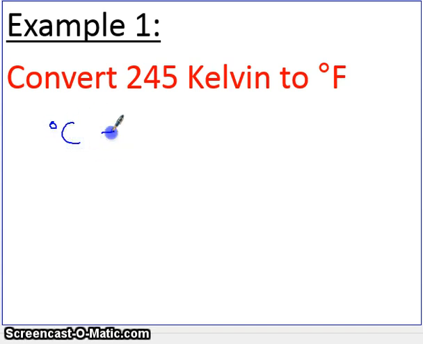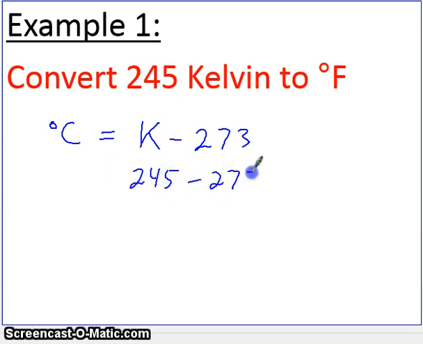Degrees Celsius equals Kelvin minus 273. In this case, Kelvin is 245. And then we want to subtract 273 from 245. Go ahead and do this on your calculator or in your head. And you should see that the answer is negative 28 degrees Celsius.